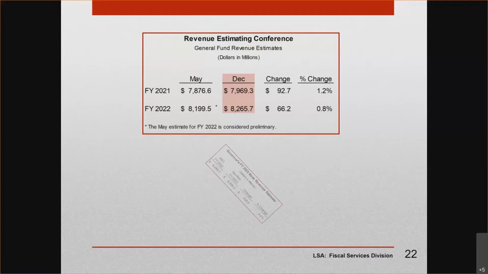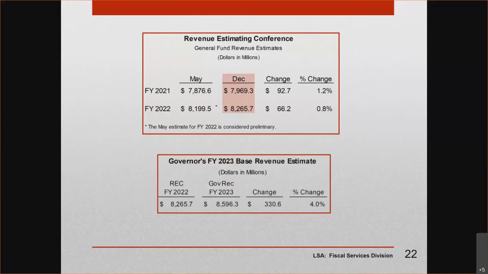However, the governor is also recommending a fiscal 23 budget. And so the Revenue Estimating Conference did not estimate fiscal 23. So the governor has an assumption in her budget that revenues for fiscal 23 are going to grow at 4% above the fiscal 22 REC estimate. So that's adding another $330 million to the base revenue estimate. And so that base revenue estimate is prior to her recommended revenue adjustments.